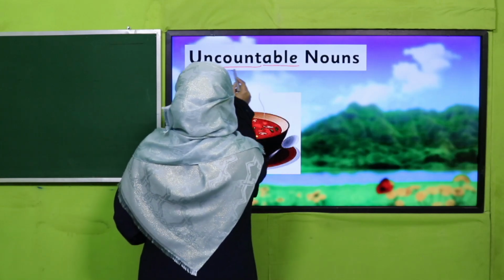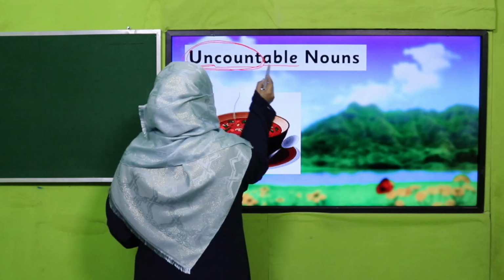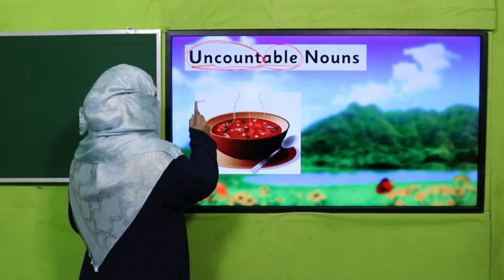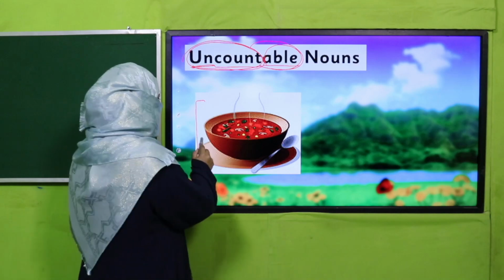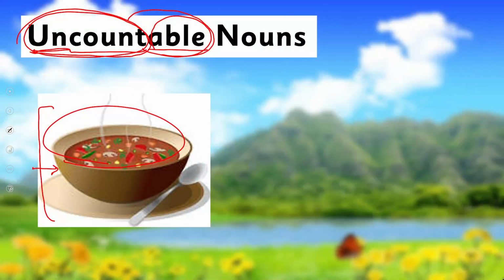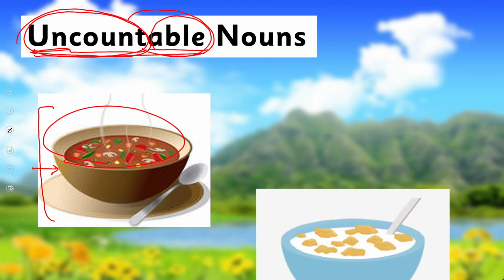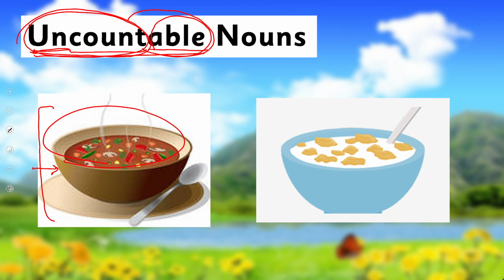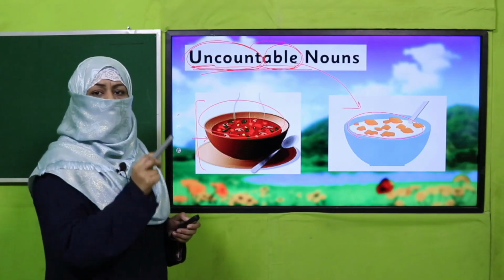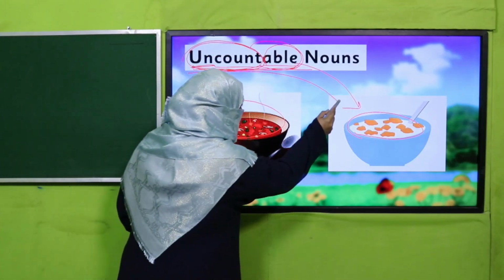Not countable is called uncountable, which we are not able to count. One bowl of soup. So we can count the bowl, but the quantity of soup over here, we don't know. We cannot count it. That's why it's uncountable. And this is a bowl of cereal. So the quantity of cereal is uncountable. Maybe it's measurable, but it's not countable. That's why this is called uncountable.